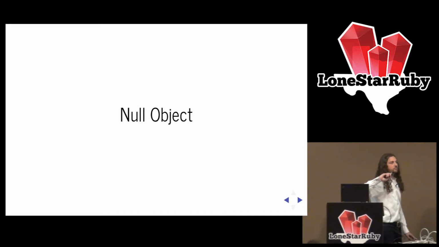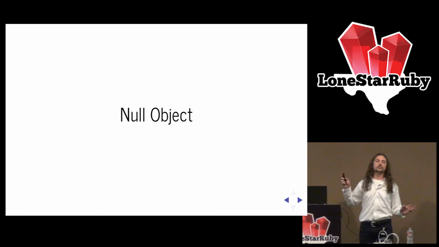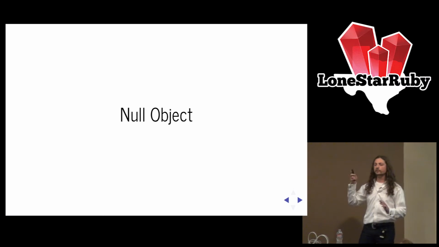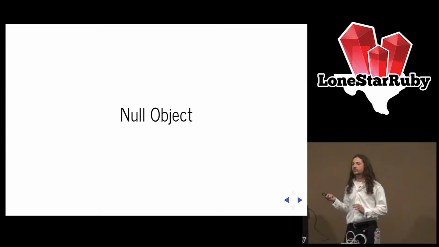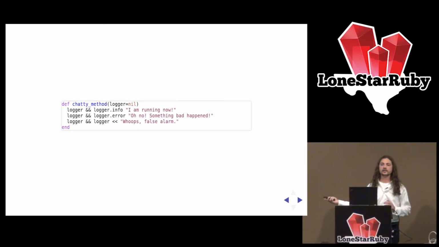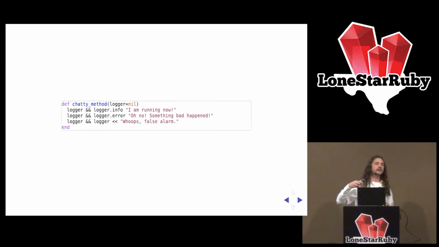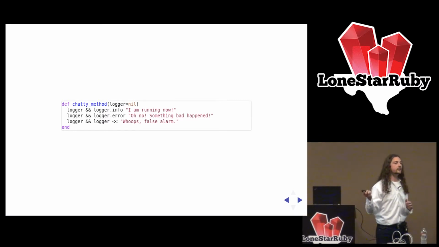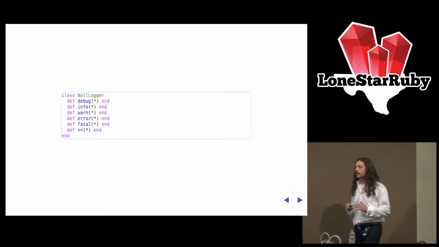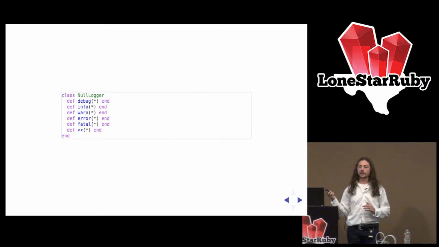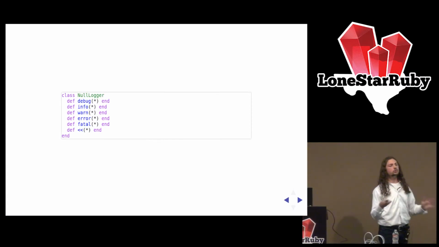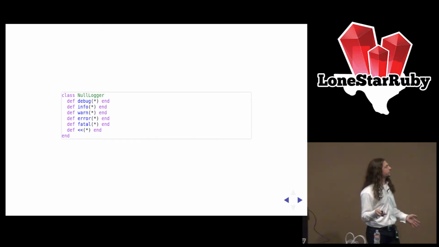So, quick groundwork. Who here does not know what a null object is? A couple of people. For the benefit of those who aren't familiar with the null object pattern, here's a really, really quick introduction. Here's a method which does a lot of logging. And it may or may not have a logger, depending on whether somebody passes one in. And so it keeps checking to see if that logger is present before it can use it. Here is a null object implementation of a logger interface. So here's an object which will respond to any of the usual logger methods, but it'll do nothing with them.